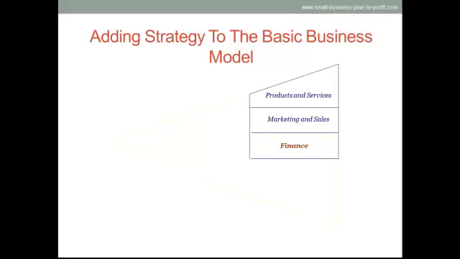Your basic business model is, as we've depicted here in the chart, that you've got some products and some services to sell, you've got a marketing and sales strategy to sell those products, and you've got a finance system that shows you how to make money out of those products. So your basic business model is you've got something to sell, you've got a way to sell it, and you've got a way to make money on it.